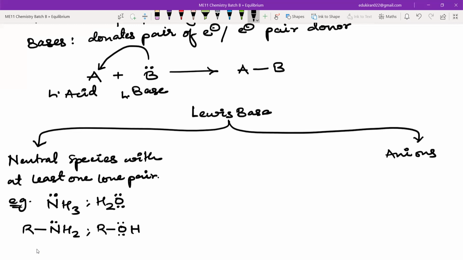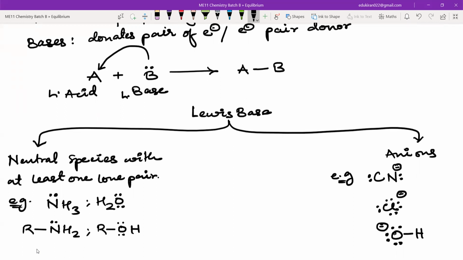Anions such as, for example, CN negative. Now, even if this is an anion, still the sharing of electrons will be through the unshared pair of electrons. Okay, so here carbon and nitrogen both can donate electrons. Similarly, you will have Cl negative. Now, Cl negative will have 4 unshared pairs of electrons, out of which it can donate any one of the pairs. Similarly, you will have OH negative. Now, in this OH negative, the oxygen will have 3 pairs of unshared electrons, and there will be a negative charge on the oxygen atom. So these are anions, and there will be neutral species.